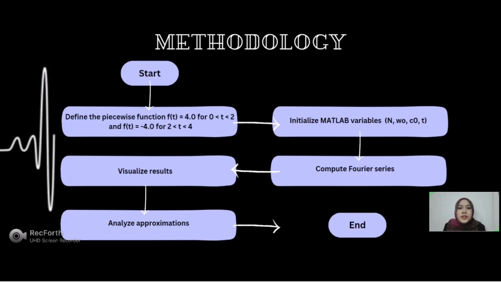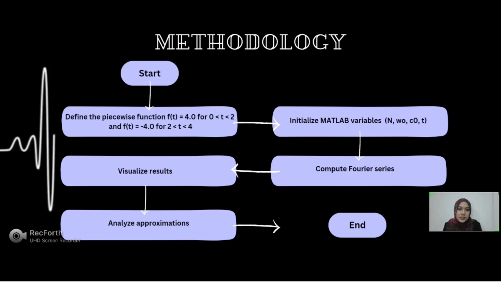Next is the methodology. Start the process. First, define the piecewise function f(t). The function f(t) is defined as a piecewise function: f(t) = 4.0 for 0 < t < 2, and f(t) = -4.0 for 2 < t < 4. Initialize MATLAB variables. Parameters required for the Fourier series analysis are initialized. These include n, the summation limit, w naught, the fundamental frequency, c naught, the DC bias, and t, the time values.